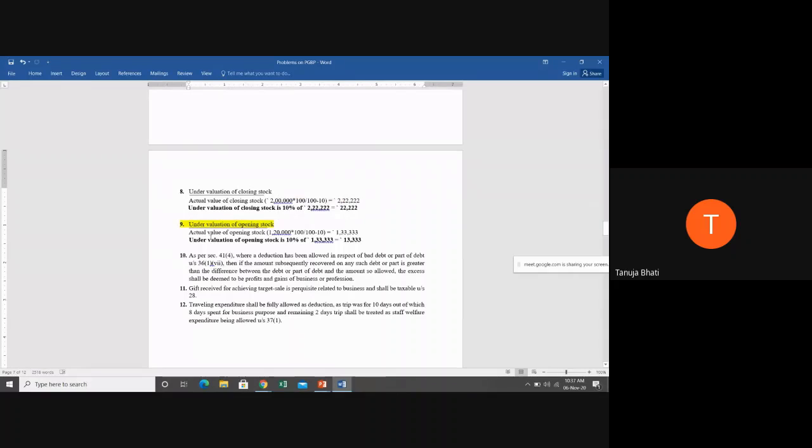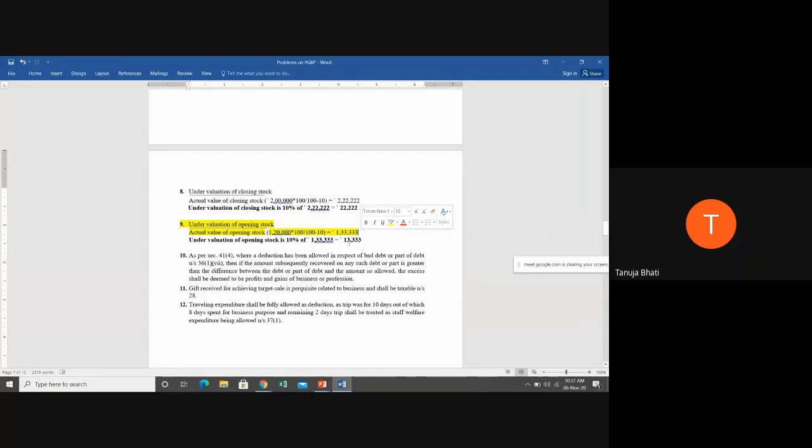Okay. Now, how to calculate the actual value of opening stock? We have seen in our formula. What we have to do is take the value of opening stock into 100 divided by 100 minus the rate of undervaluation. So the rate of undervaluation in the problem is given as 10%. Therefore, we have taken 1,20,000 into 100 divided by 100 minus 10. When you solve this particular equation, you get 1,33,333 as the actual value of your opening stock.